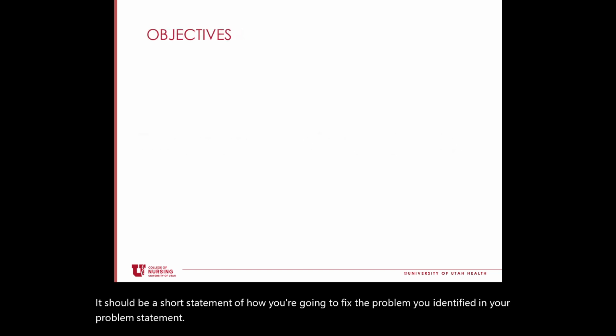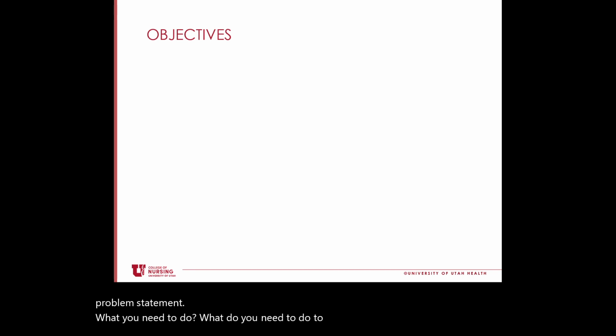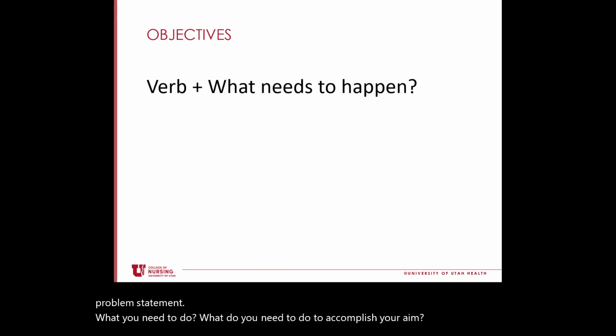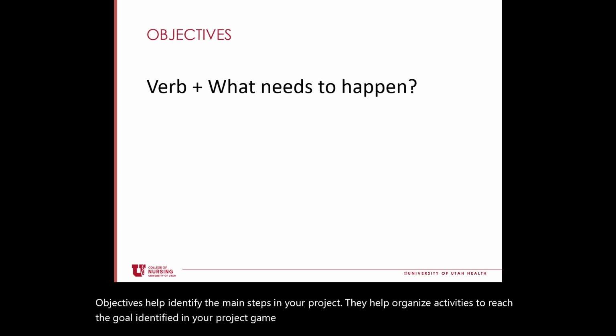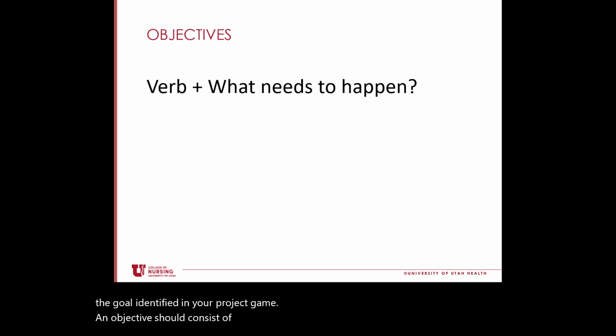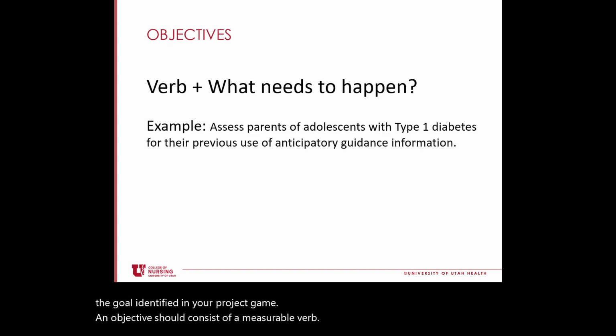What do you need to do to accomplish your aim? Objectives help identify the main steps in your project. They help organize activities to reach the goal identified in your project aim. An objective should consist of a measurable verb and what you'd like to have happen. Here's an example. Ask yourself if you need to assess, develop, implement, or evaluate.